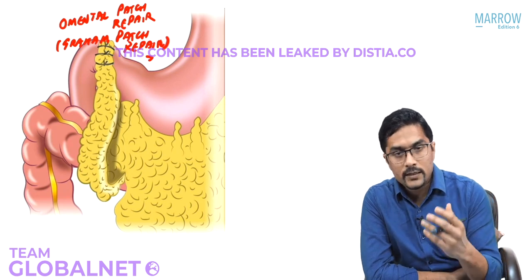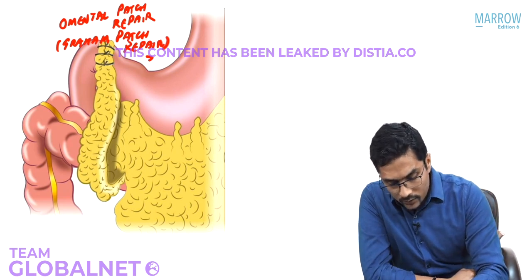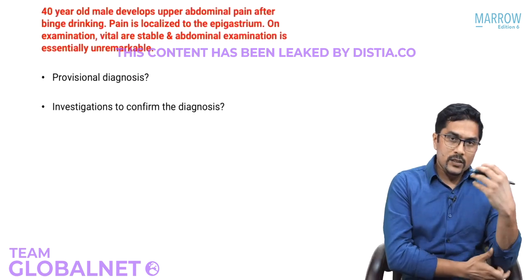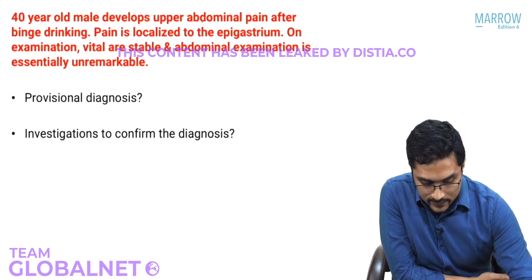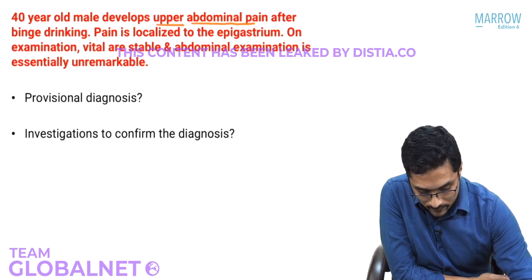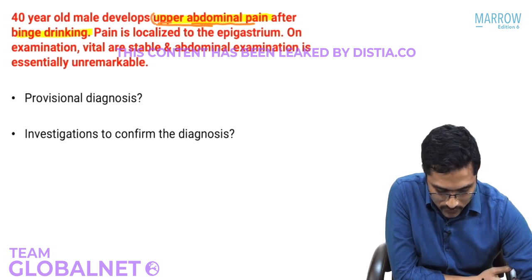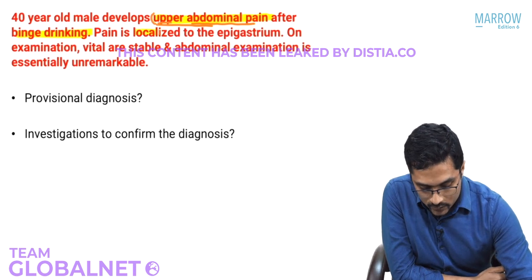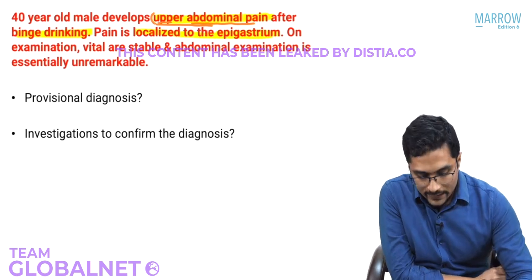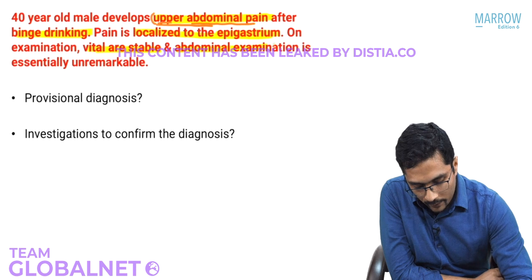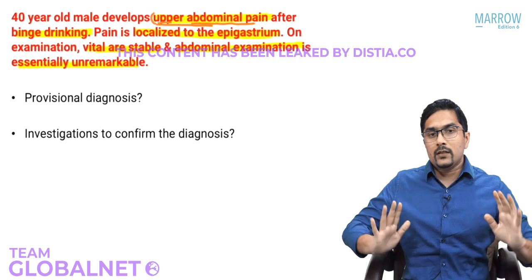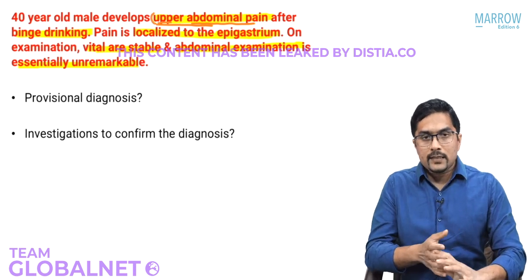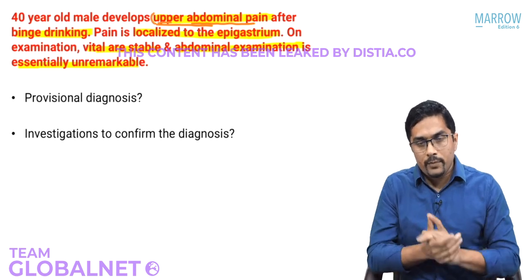Scenario number 3, very common scenario of perforation. You all should know about this scenario, okay? Let's look at the next scenario now. You have a 40-year-old male who develops upper abdominal pain after binge drinking, okay? Pain is localized to the epigastrium. On examination, vitals are stable and abdominal examination is essentially unremarkable. Okay, no signs on abdominal examination. Vitals are stable, just epigastric pain after binge drinking.